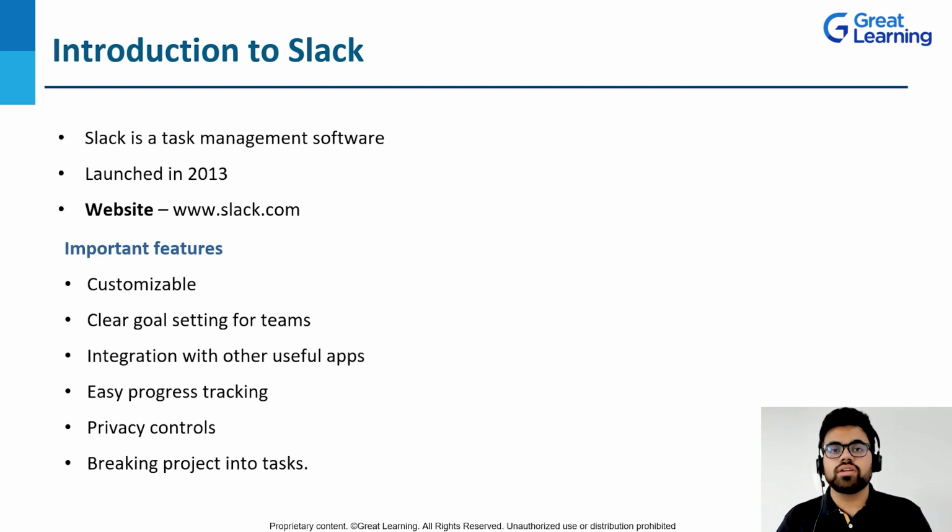Next is easy progress tracking. Now, with a particular objective in mind, with a particular task in mind, the most important aspect that comes is: is that particular task being operated in the way it needs to be? Is it on track? Is it in sync with what the external or the internal stakeholders want? So progress tracking is one such step in which Slack is way ahead of others. It has a very customizable way of tracking the progress of a particular individual in that particular team.